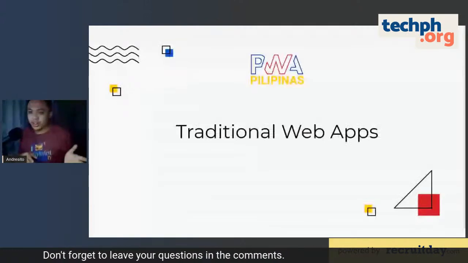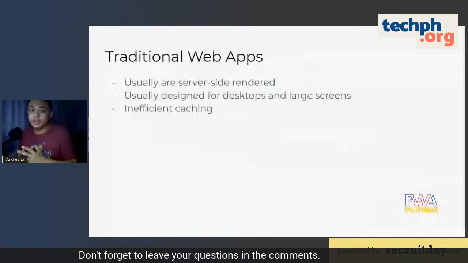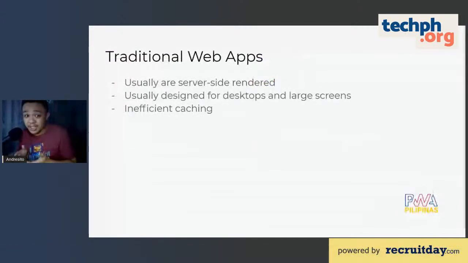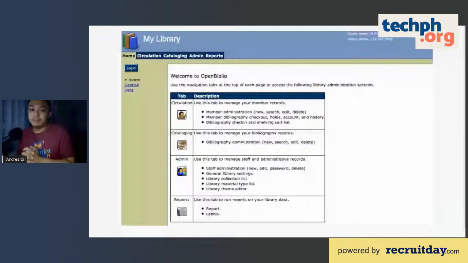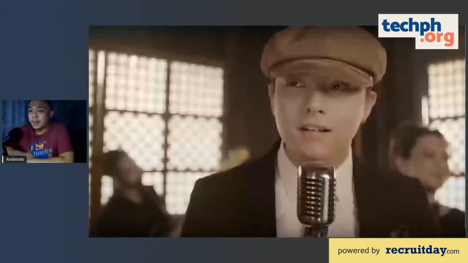So since we know what web apps are, like they are apps on the web, let's have a look at traditional web apps. So usually they are server-side rendered. They are designed for desktops and large screens, and they're inefficient in caching. If you're going to remember the old sites, like a library management system like this one, that's an example of your traditional web app. Yeah, they're still apps, but they're a bit more traditional in the sense that they're not responsive, like it doesn't look good on mobile phones and stuff. You have to scroll everywhere just to do something. And the problem is that almost all of them are server-side rendered, hence they're slow and not mobile-friendly. And this is where progressive web apps come to the rescue.